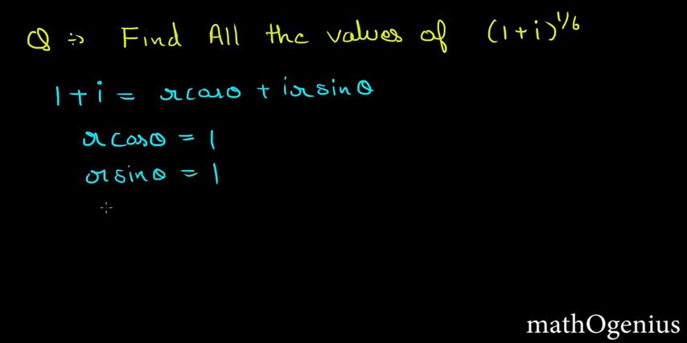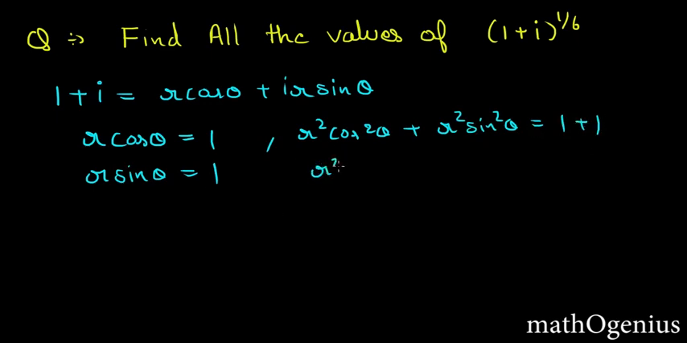Now how will we solve it? It is easy. We know that sin square theta plus cos square theta is 1. So if we square them and add them, then this term will vanish. We will have r only, and we will get the value of r from there. So squaring and adding, r square cos square theta plus r square sin square theta is equal to 1 square plus 1 square, which is 1 plus 1.